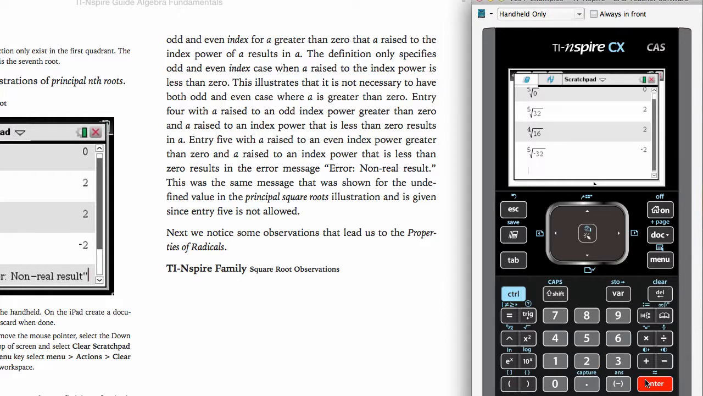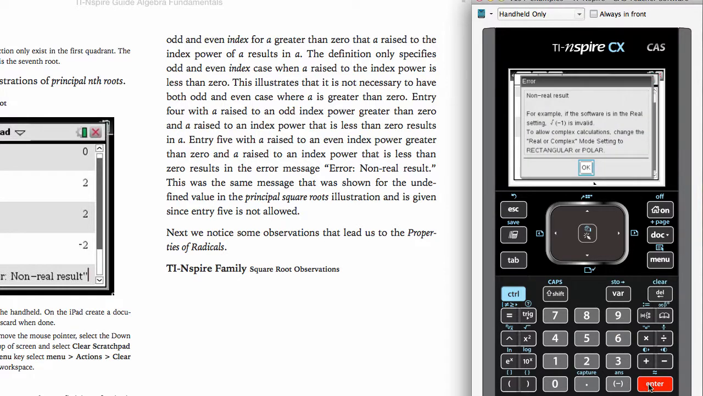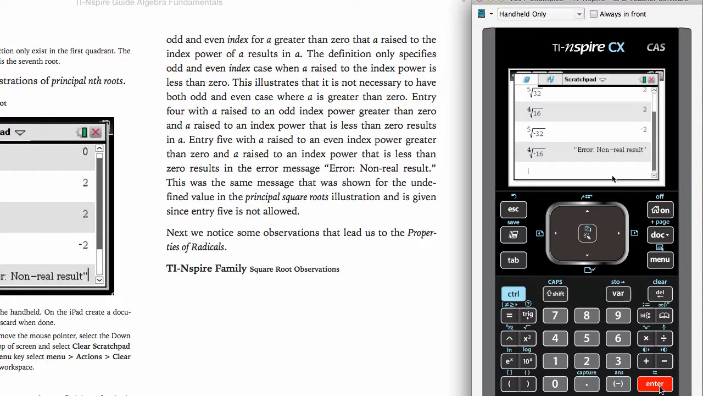And the last thing, we're going to look at is a negative number with an even index. So bring up our template, put in 4, move over, put in negative 16, and it gives us a message, non-real result. It tells us we can change the settings to actually come up with an answer. After we read this message, we'll press enter and see that it prints out in our entry, error, non-real result.